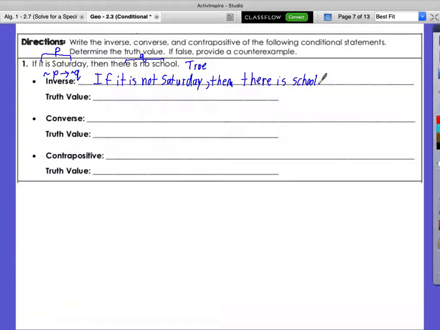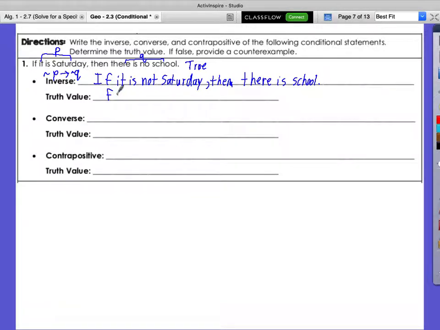If it is not Saturday, then there is school. That's our inverse. We took our P and added not. We took our Q and took out the no, which made it the opposite. We did the opposite of P, opposite of Q, and the order stayed the same. Now, is this a true statement? If it is not Saturday, then there is school. Grace? False. Why is it false?